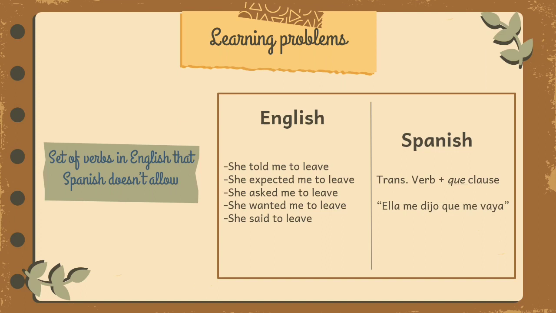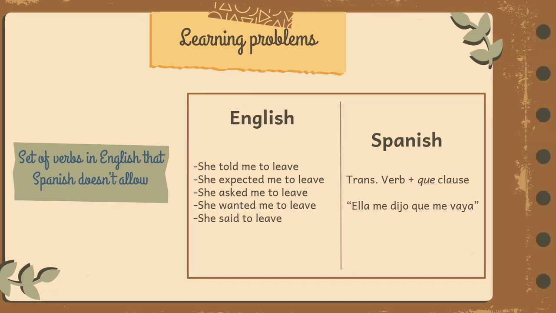There are some learning problems that we can take into account when comparing and contrasting these patterns. In the first place, English allows the complement construction with a set of verbs that Spanish does not allow. For instance, she told me to leave, she expected me to leave, she asked me to leave, and so on. In Spanish, we would have the transitive verb plus a que clause. The translation equivalent would be, for example, ella me dijo que me vaya.